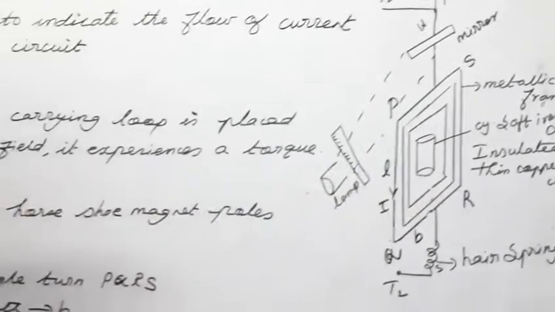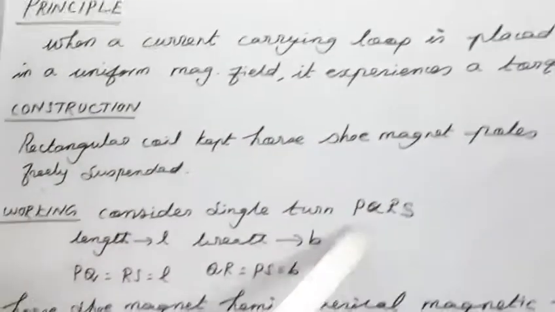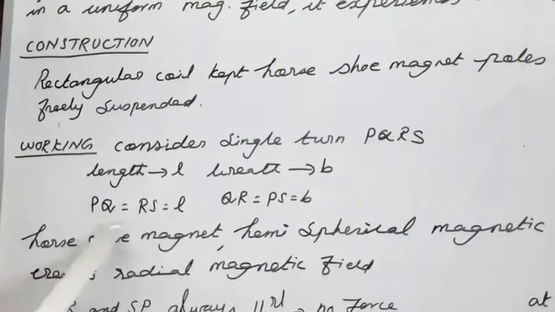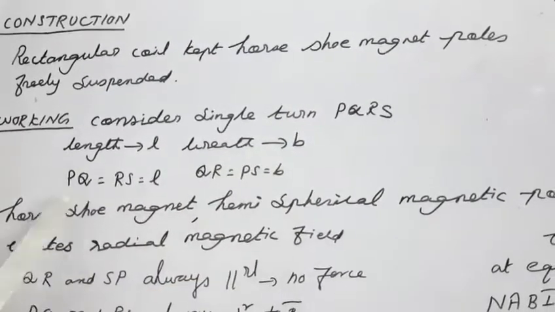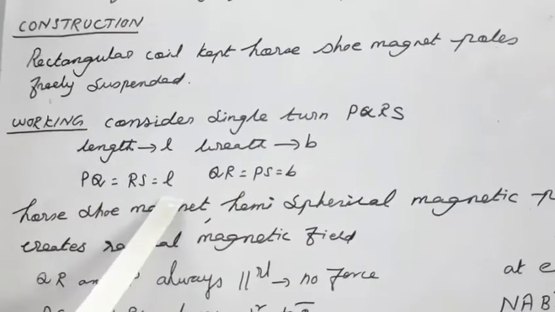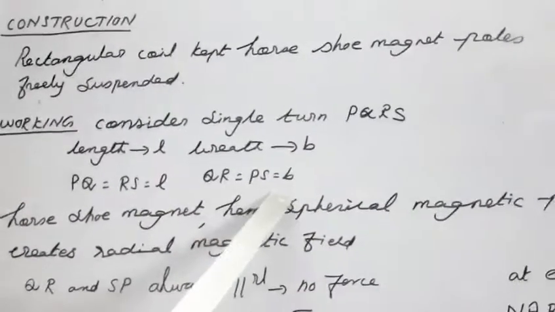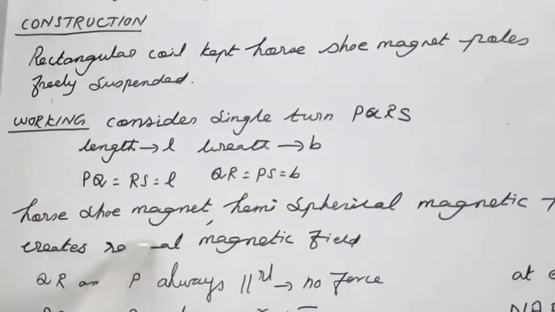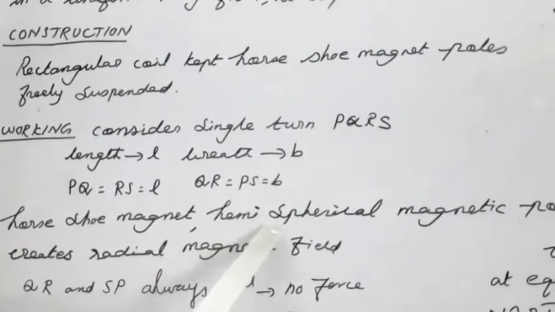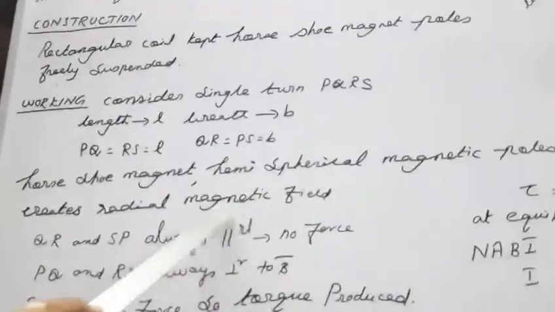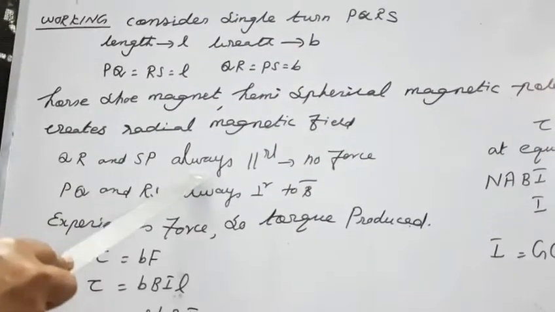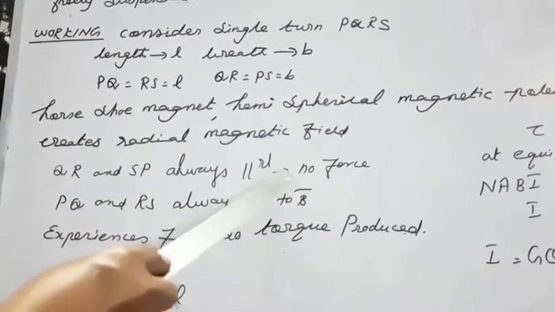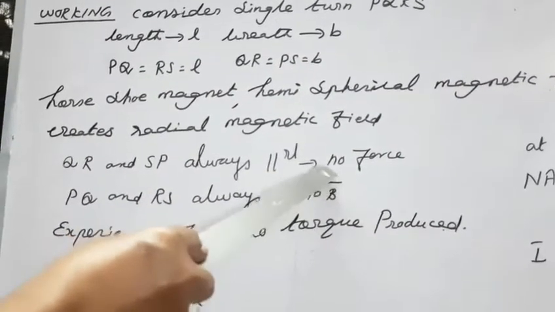terminals. And next, working. Consider a single turn of the rectangular coil PQRS. Here, the length is L and the breadth is B. Here, PQ equals RS equals L, and QR equals PS equals B. Here, a horseshoe magnet is used, that is, a hemispherical magnetic pole. It creates a radial magnetic field. Therefore, the sides QR and SP are always parallel to the magnetic field. Therefore, no force is created.